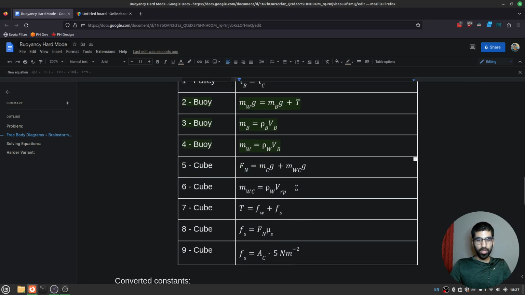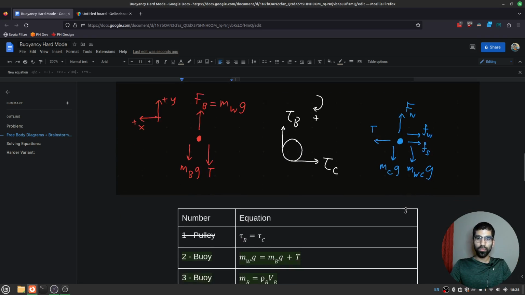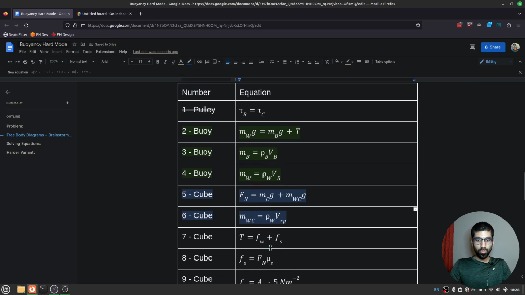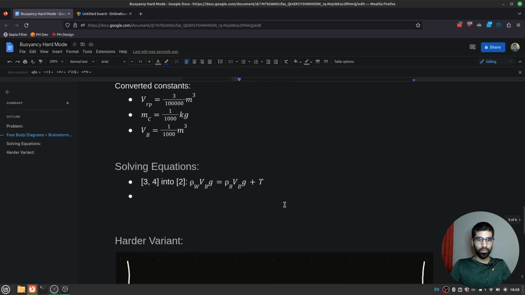Where to get started here? Well, if you may recall, these two equations were about the y-axis only of the cube. So I'm going to highlight these to show that we're going to now focus on them alone. So what to do? Here we see that we have one unknown, which is the mass of the water column. So I'm just going to take this equation and then substitute in this value right here into that equation.